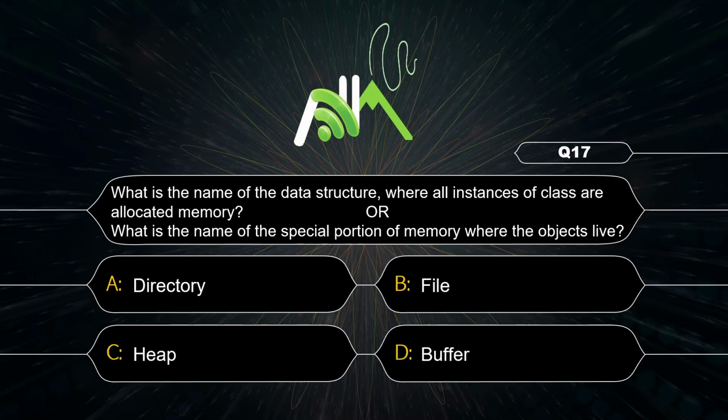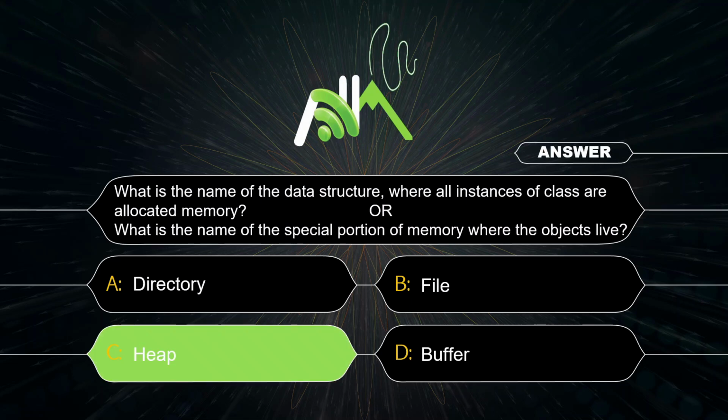What is the name of the data structure where all the instances of a class, that is objects, are allocated memory? Or what is the name of the special portion of memory where objects live? That is heap. Option C.